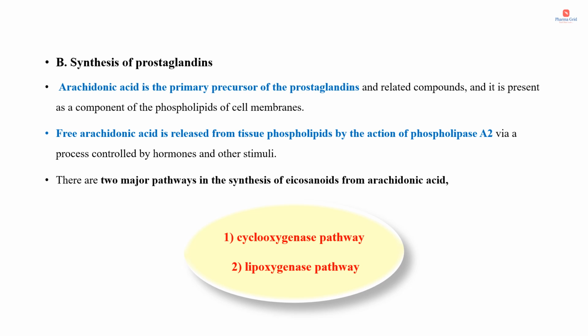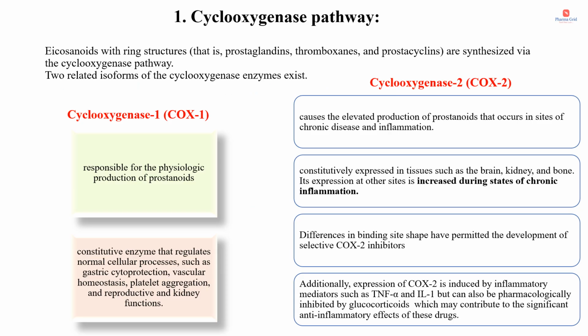There are two major pathways in the synthesis of eicosanoids from arachidonic acid. The first one is the cyclooxygenase pathway and the second one is the lipoxygenase pathway. First we will discuss the cyclooxygenase pathway. Eicosanoids with ring structures, for example prostaglandins, thromboxanes and prostacyclins, are synthesized via the cyclooxygenase pathway.